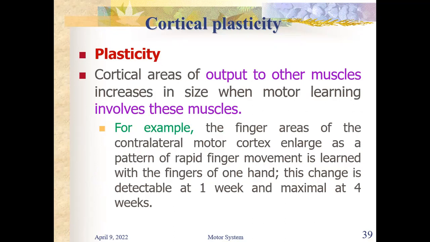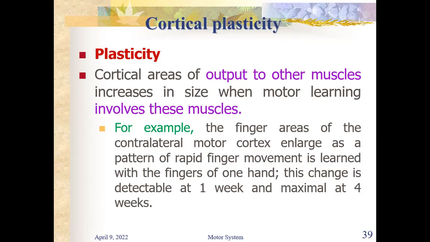So cortical plasticity is the one to account for that. The cortical areas of output to other muscles increases in size when the motor learning involves this muscle. Remember, we had the representation of the motor cortex, the somatotopic organization of the motor cortex. The whole body is represented in the motor cortex, okay?